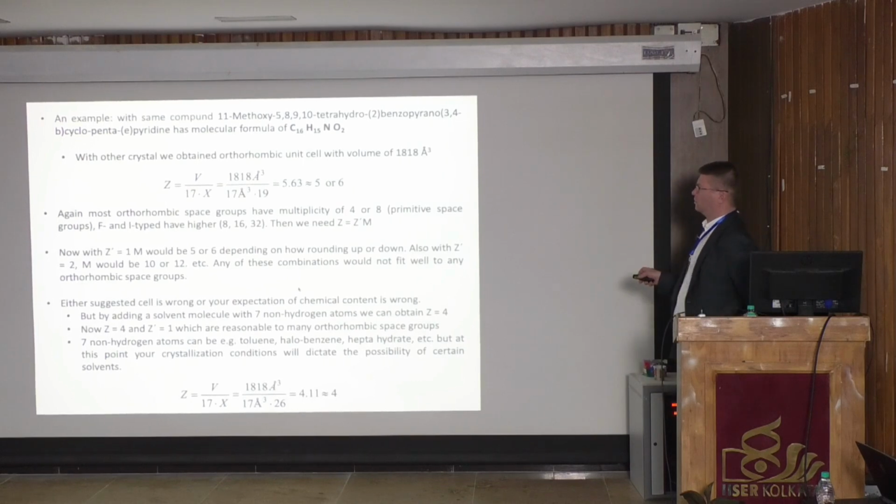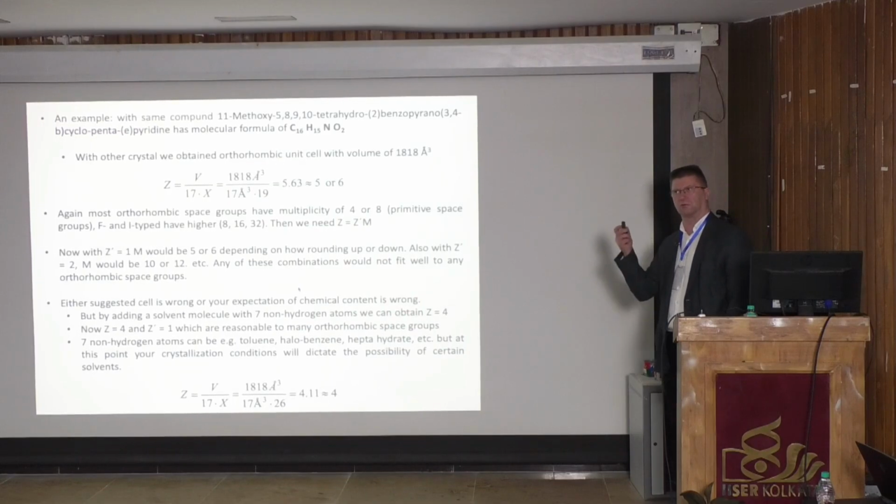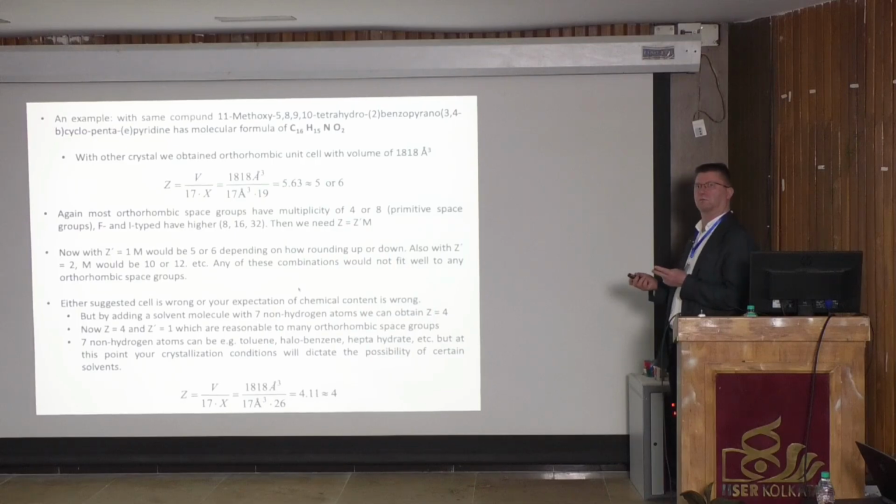Let's calculate the Z here now. Z says 5.63, which is about 5 or 6. But in the previous case, we know it's orthorhombic. It cannot be 6. Now something is wrong. It has to be either 4 or 8, but it cannot be 6. Most orthorhombic space groups have, as we spoke already, 4 or 8. And then the other ones.